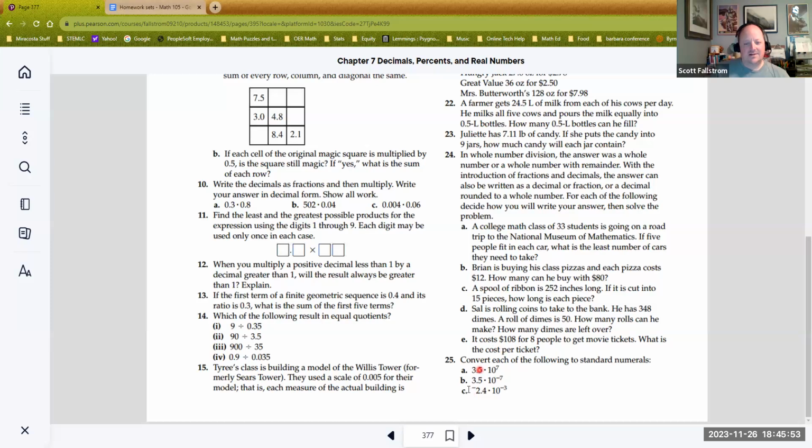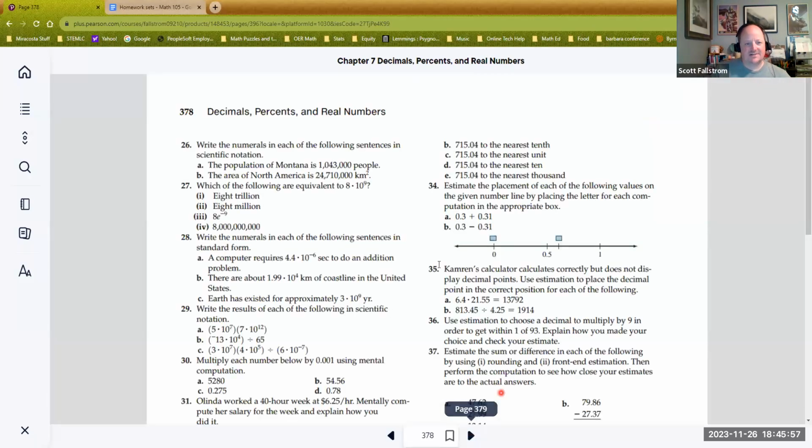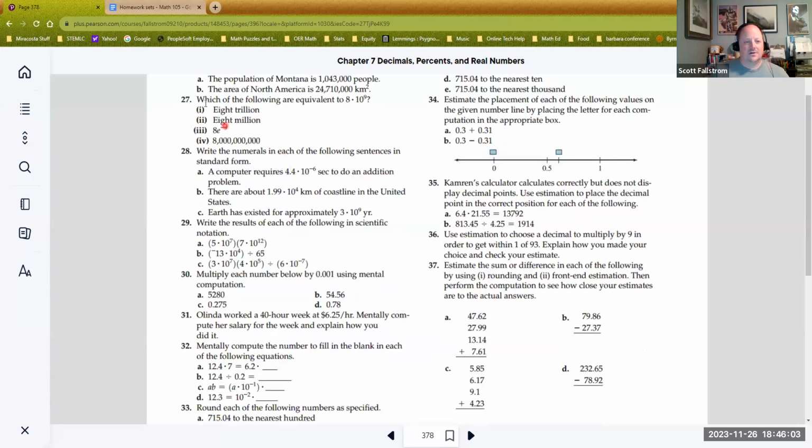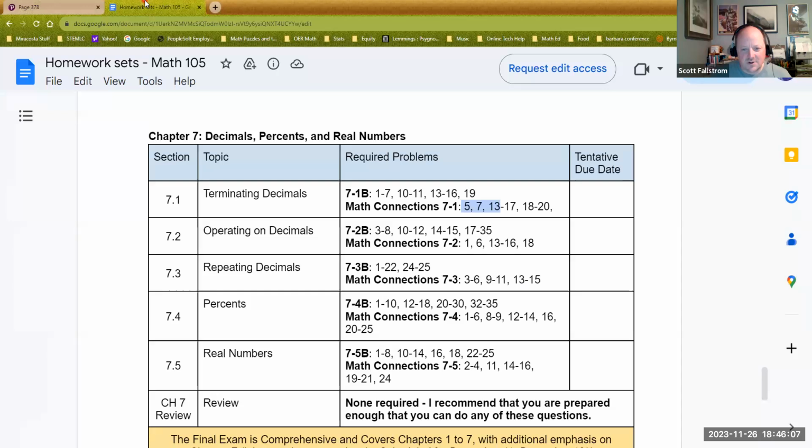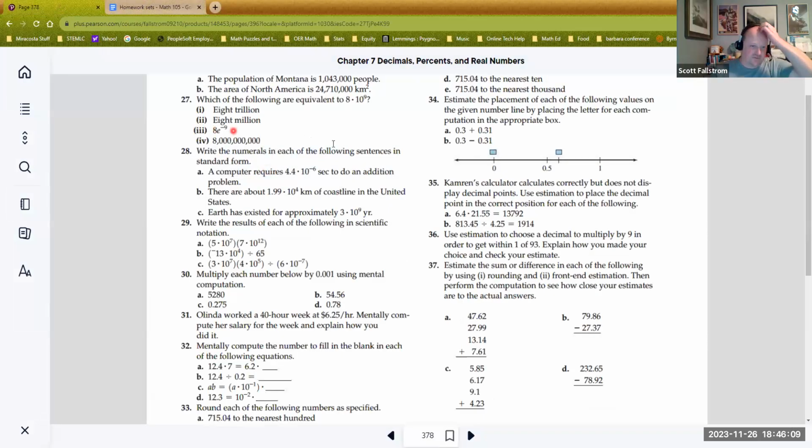Okay. Let's see here near the end, you've got question 25 and then some additional questions on scientific notation. Put it into scientific notation, take it out of scientific notation. 27, 28. How far did I say to go? 35. Okay. Yep. Scientific notation. Write the following in standard form. Write them in scientific notation. And write the results of each of the following in scientific notation.